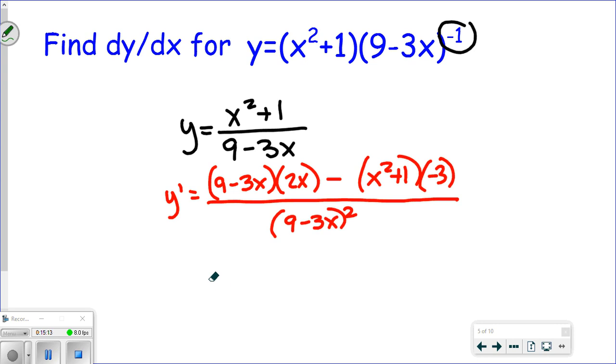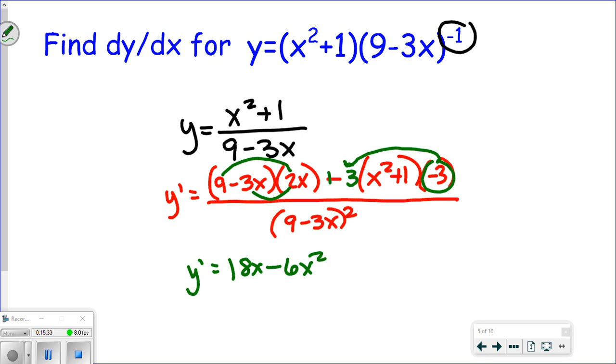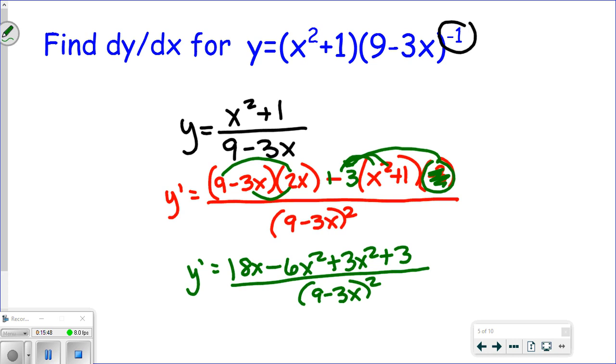So we know we have, let's see, 2x times 9 is 18x. Negative 3x times 2x is negative 6x squared. And then I'm going to put the negative 3 in front. Because I'm multiplying, I can multiply in either order. So I'm going to make this a plus 3. And then I'll have 3x squared. And positive 3 times 1 is positive 3. We draw a line. We still have our squared on the bottom.